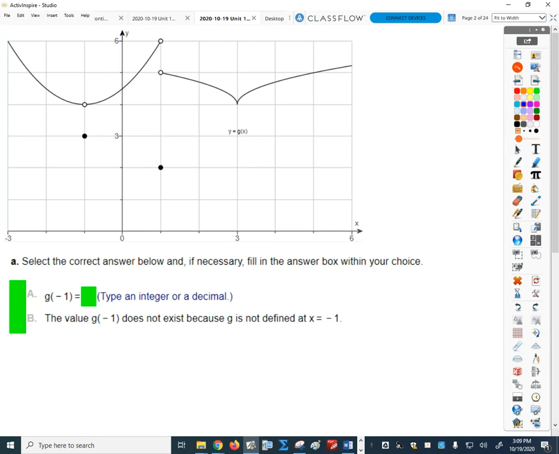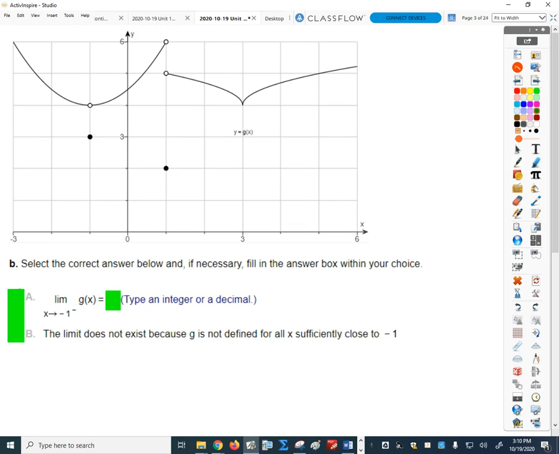What's G of -1, or does it exist? Well, G of -1 is 3. It does exist, and it's 3. Right, we can see on the graph that's the value that's defined for the function. So there it is.